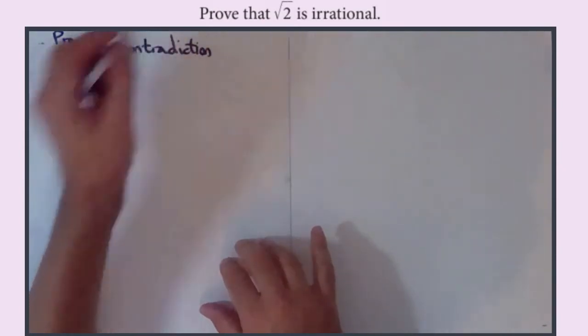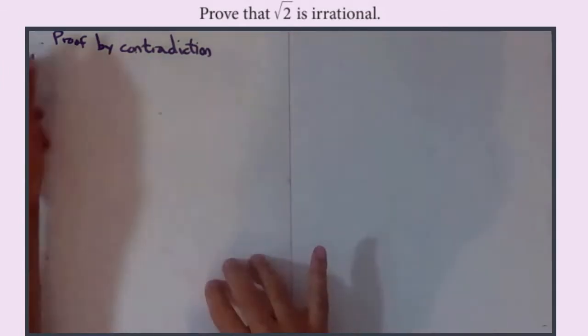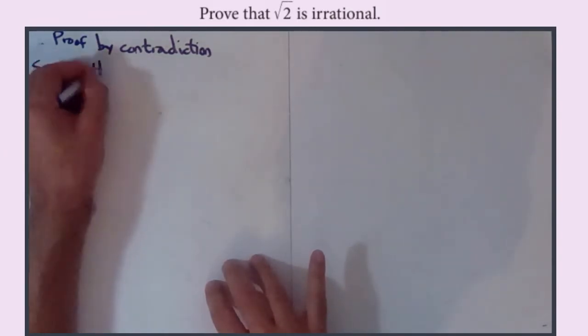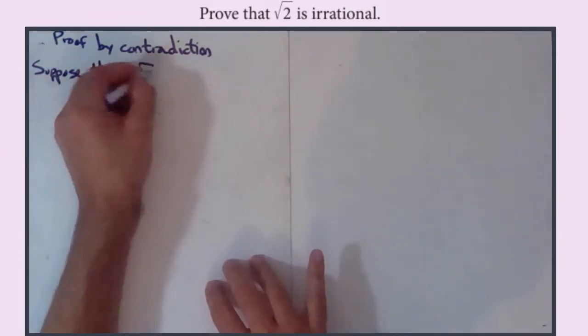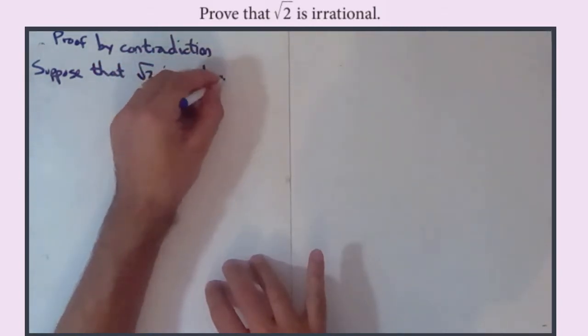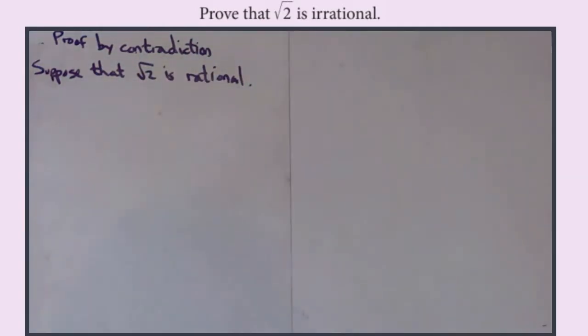So we suppose that the opposite is true. So we're going to suppose that root 2 is rational. Suppose that root 2 is rational. I'm going to need a full definition of this, and you will see why later.